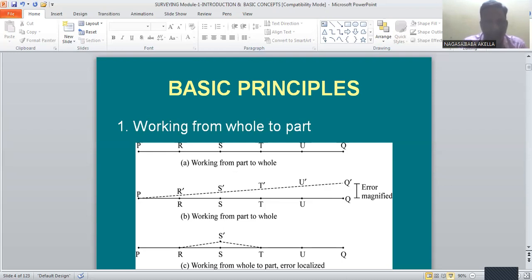Then in the last diagram, the third diagram at the bottom, the error will be localized. So you can eliminate the error where it is occurring. You can know where it occurred so that you can eliminate it at that particular point. So you should do it from whole to part, but not from the above two figures, part to whole. If you do the survey from part to whole, the error will be increased and magnified. Where the error occurred, you cannot know. It goes on increasing. It will be a large amount at the end of the day's work. So you should do it from whole to part.